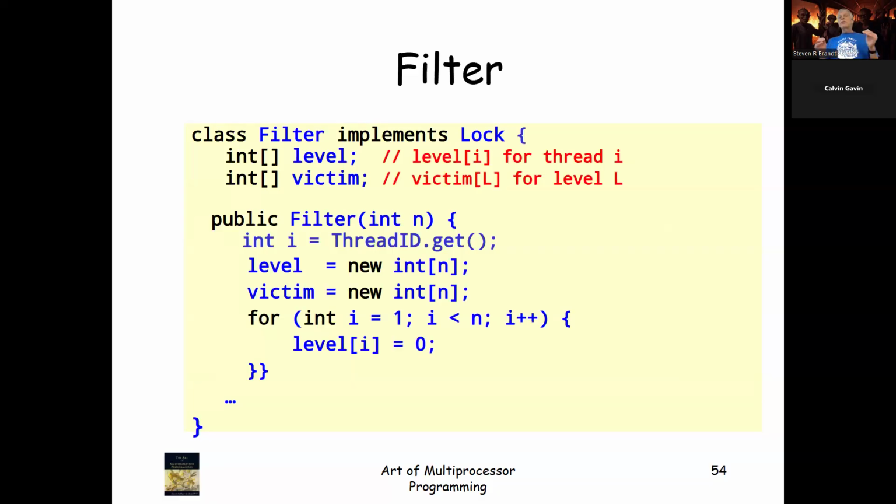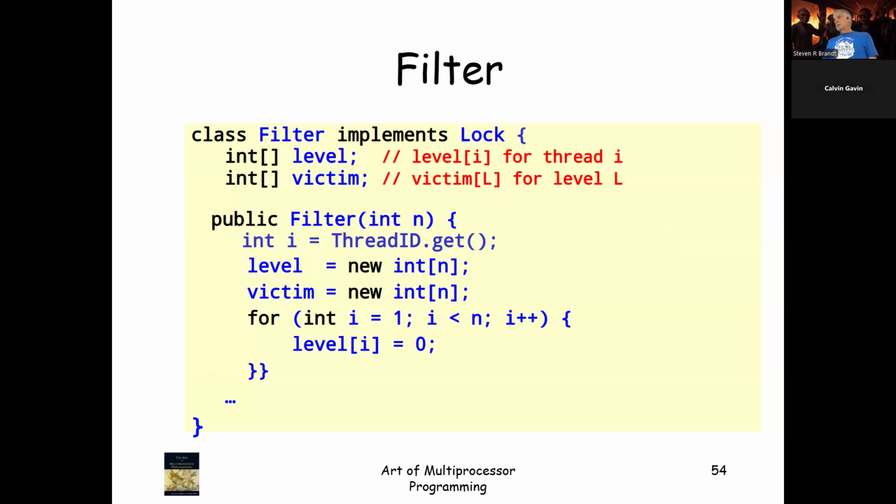And so the way the filter lock works is at each level of the filter, one thread gets excluded. So if they all raise their flags to level 1, there's only one victim. So all of them, except that victim, get to the next level. And then on the next level, the same thing happens. It's like musical chairs. You keep losing chairs until there's one left, and that's the filter lock.